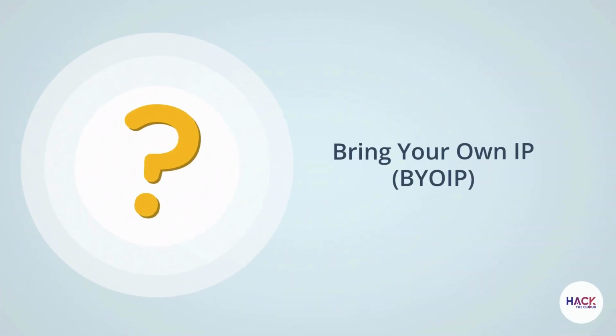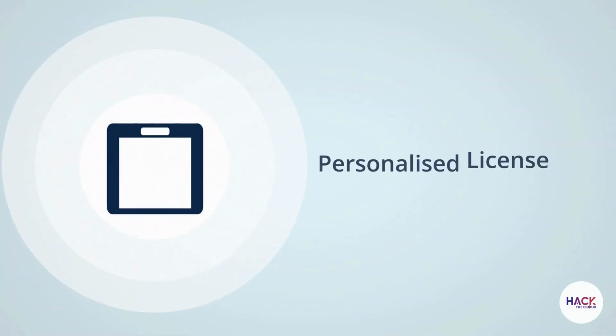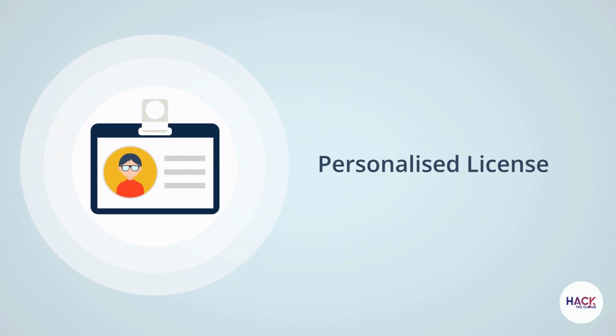Bring your own IP, the personalized license plate. And if you're really feeling fancy, you can bring your own IP, BYOIP. That's right, you can use external IP addresses that you own in Google Cloud. It's like having your own personalized license plate in the cloud. Just remember, it's not a free-for-all. You need to own that IP first.